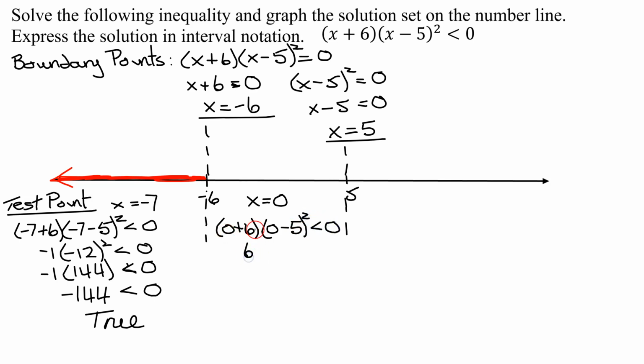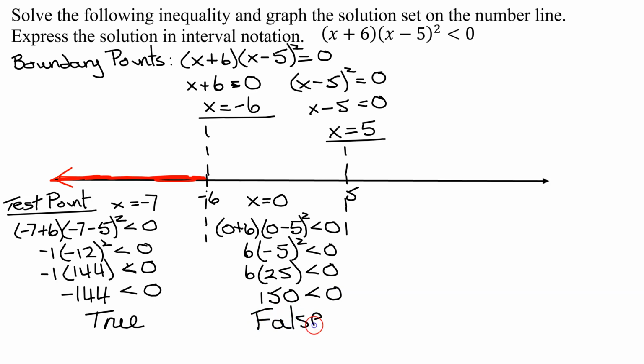So I get 0 plus 6 is 6. 0 minus 5 is negative 5. So I get 6 times negative 5 all squared. Is it less than 0? So 6 times negative 5 all squared is 6 times 25, which is 150. Is 150 less than 0? That is definitely false. I do not want that region.